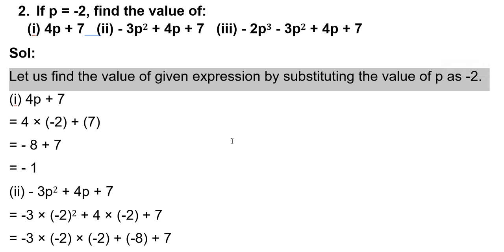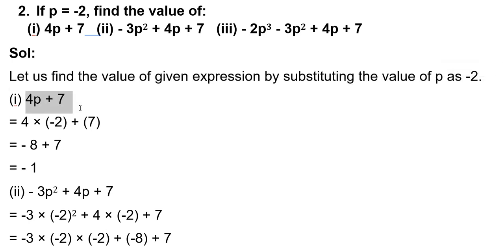First one, 4p plus 7 equals 4 into minus 2 plus 7, that is 4 into minus 2 is minus 8, plus 7, which equals minus 1. Second problem, minus 3p square plus 4p plus 7 equals minus 3 into minus 2 whole square plus 4 into minus 2 plus 7.